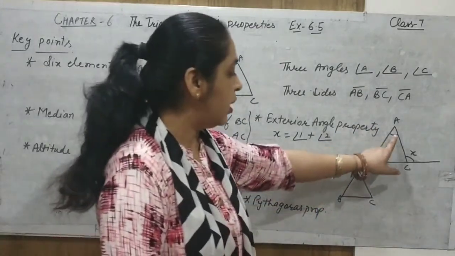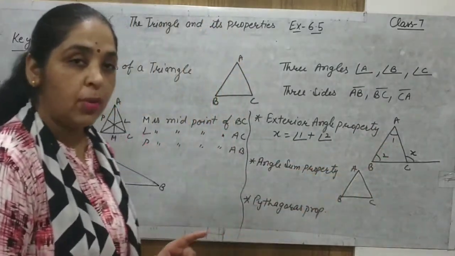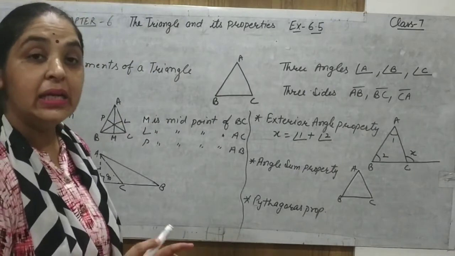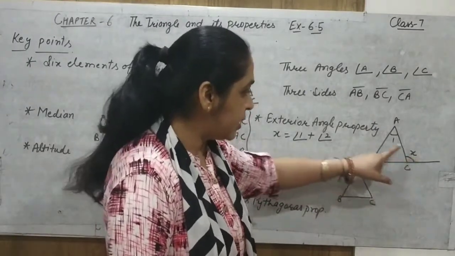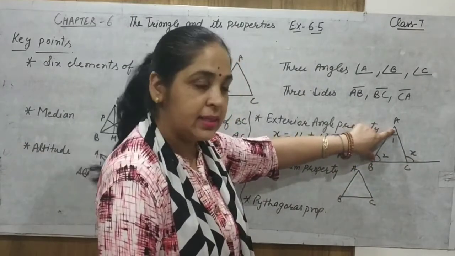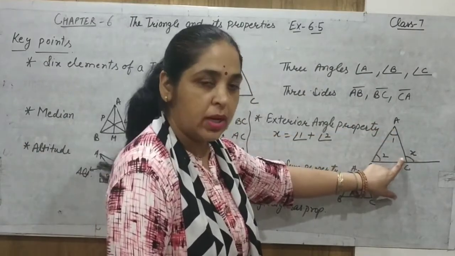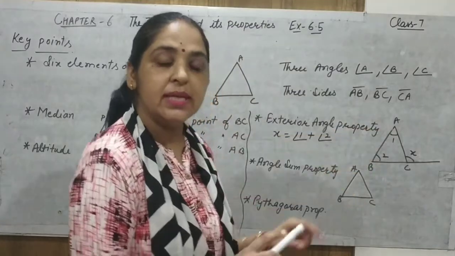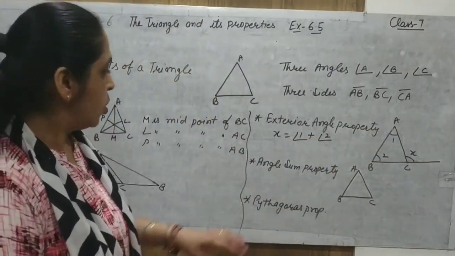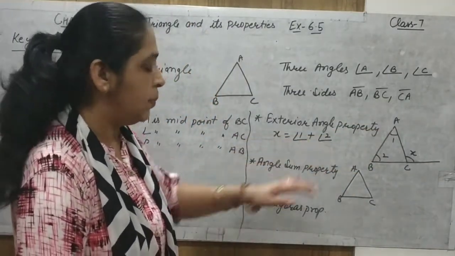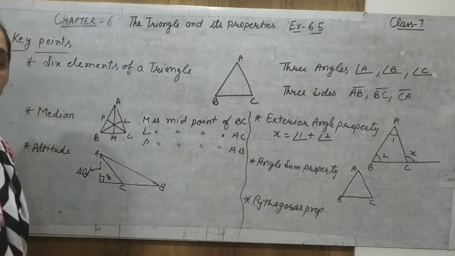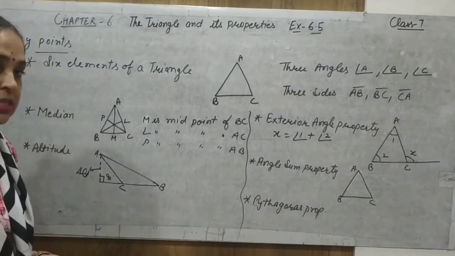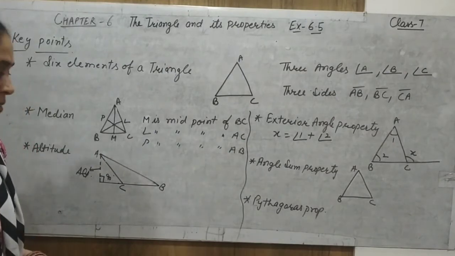As you can see from the figure, 1 and 2 are the interior angles and x is the exterior angle. Now its opposite interior angles are these. This is not the opposite one, right? These are the opposite interior angles. So we can say x is equal to 1 plus 2. So each exterior angle is equal to the sum of its opposite interior angles.